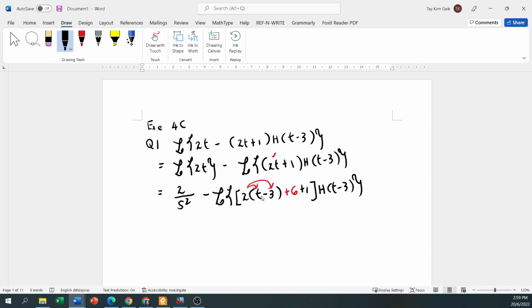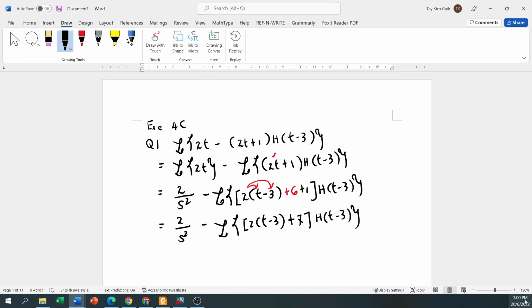When you expand back, you get back 2t, and then you have minus 6. To balance it back, minus 6, then you need to plus 6. So for the first term, you got 2 over s squared, just copy it down. Simplify it: you got 2 times (t - 3) plus 7, so simplify it, plus 7, and then h(t - 3).